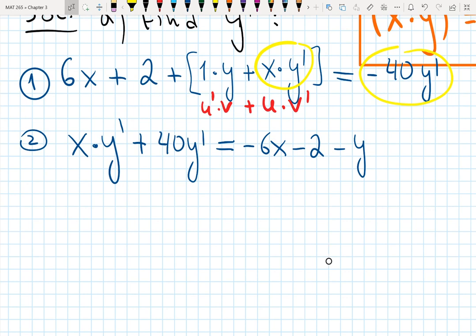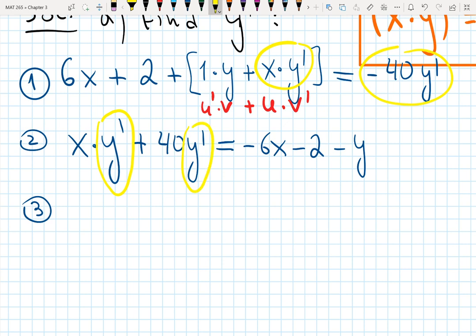Y prime pieces should be on the left. All other pieces should be on the right. Unless you like to do it mirrored, then just make sure they're all isolated on one side. Questions about this one? This is algebra, so I'm slowly just moving things around. Step 3, what did I say? I said, still identify y primes and factor them out.